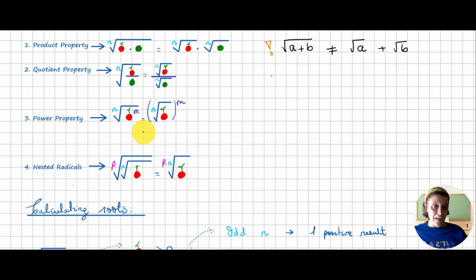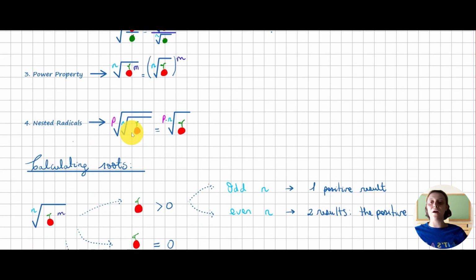Then, the last one, which is exactly as the power of a power, is nested radicals. In nested radicals, we have a radical sign and then another written. We can have two or n radicals written. In this case, I am using only two because it's always the same. And the only thing that we need to do is to multiply the indices of the radicals, okay? In this case, I am going to explain how this works exactly as the power of a power, because see right here that the exponent of apple is 1, okay?